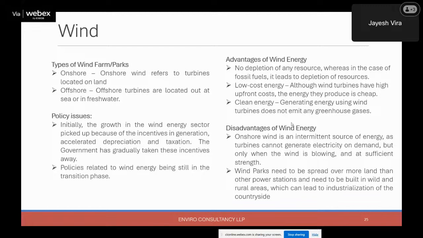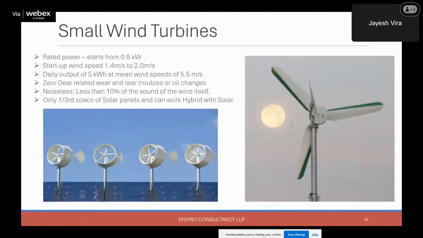Of course, having wind parks will require a lot of land area, and encroaching on rural or forest areas will again lead to industrialization in that area and disturb the wildlife as well. So there are practical limitations as to how we can use that. Nonetheless, there have been some breakthrough innovations wherein small turbines have now been developed, and these can be installed in buildings and integrated in the building design itself to generate energy.